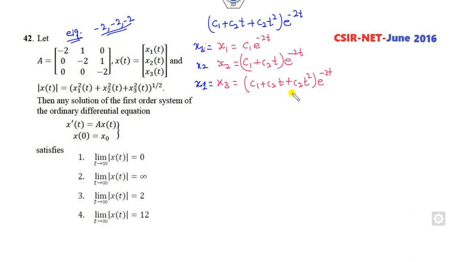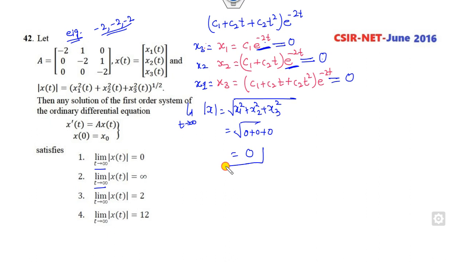Then you have to define the norm, which is the square root of the sum of squares. Finally, you have to find the values at the limit t tends to infinity. So what will happen if you take the limit t tends to infinity? What is the value of this? It goes to zero. This also goes to zero, this value goes to zero, this value goes to zero. So what is the answer? 0 plus 0 plus 0 is 0, which is the right answer of this problem.